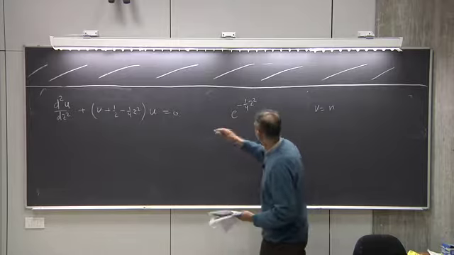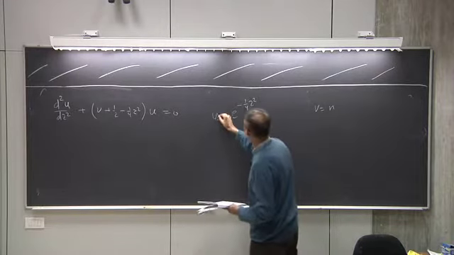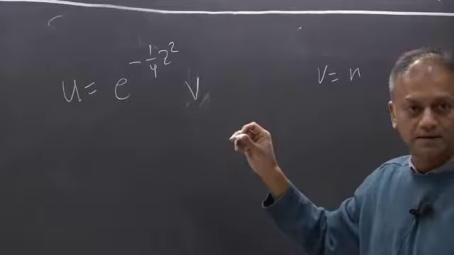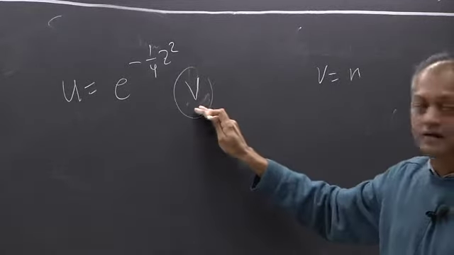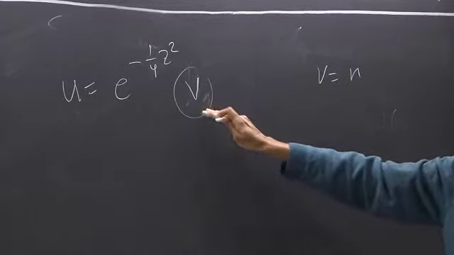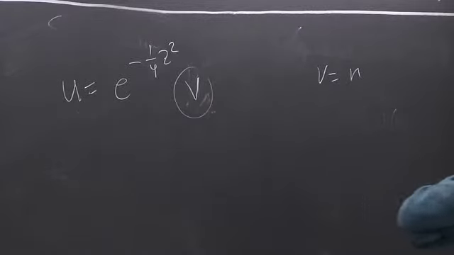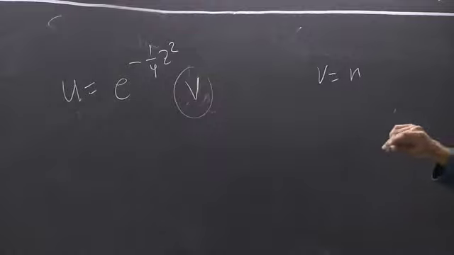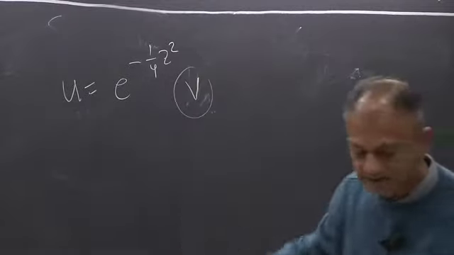Write this u as e to the minus 1/4 z square times some v, let's say. Then you'll get again a second order differential equation for v. That second order differential equation on v will be the equation that you have seen in the third chapter. Unfortunately, I didn't bring my third chapter. But let's get this equation.